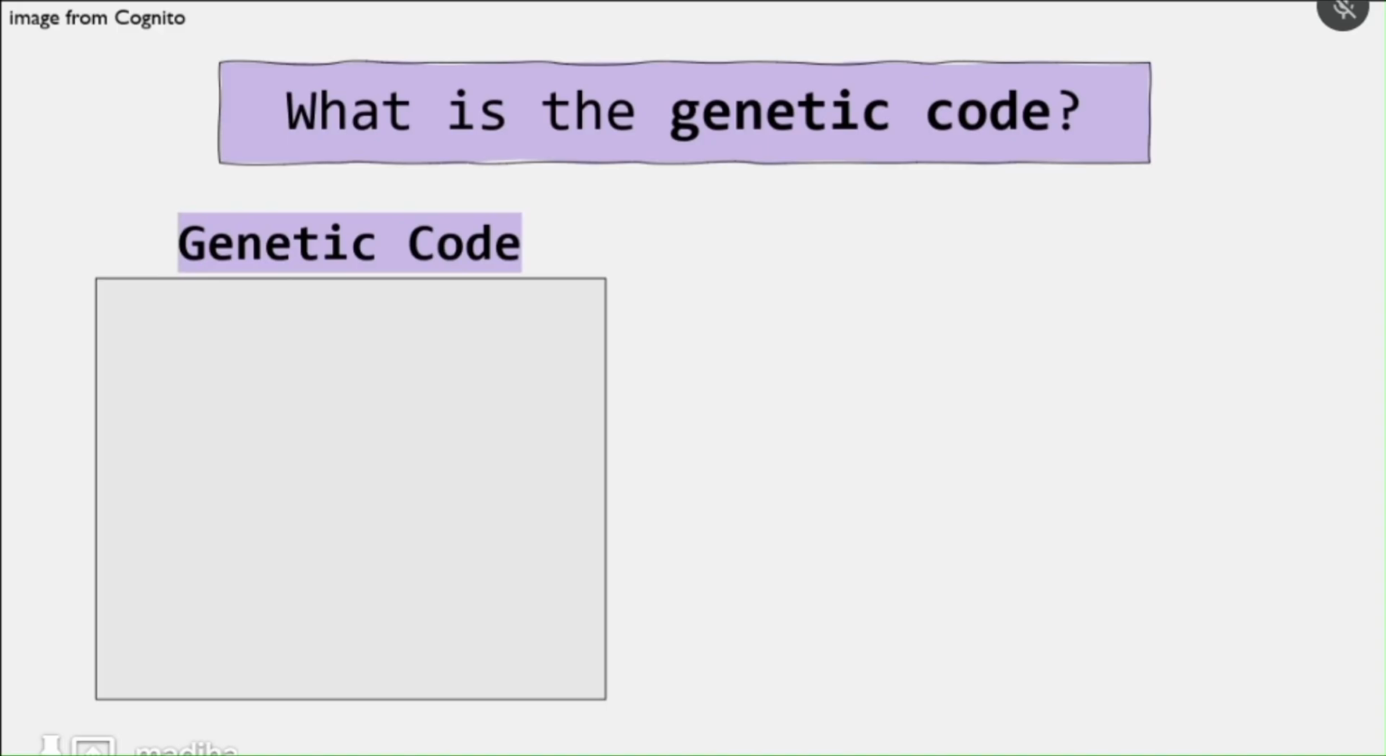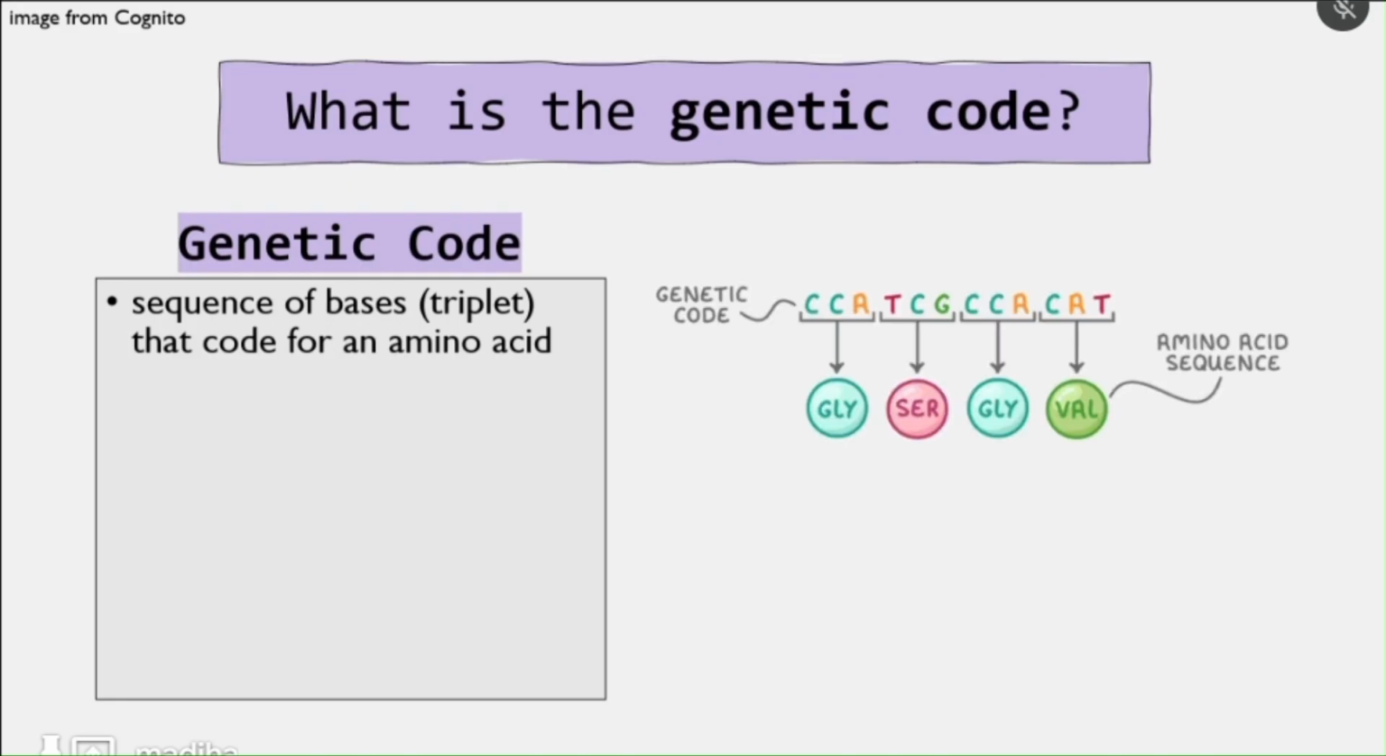So, what is the genetic code? The genetic code is a sequence of bases, essentially a triplet, that codes for an amino acid. I've got an image here. You can see this is the whole gene, let's say. And this specific triplet, they come in threes, in triplets, and each one codes for one specific amino acid.